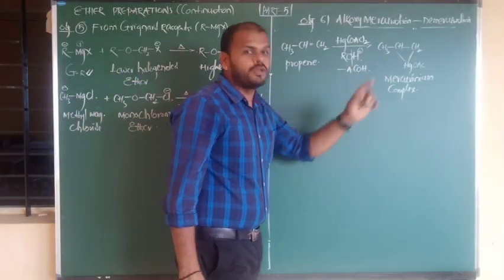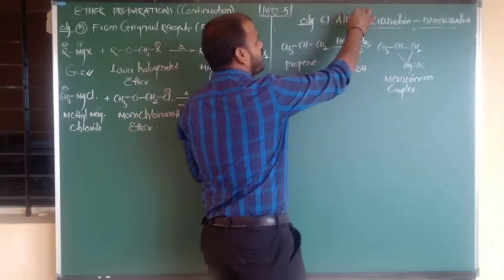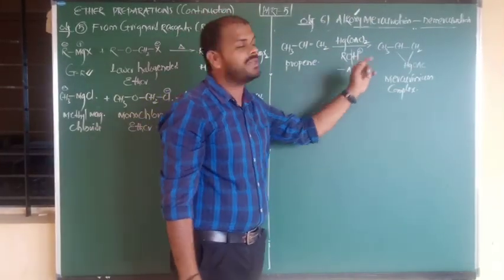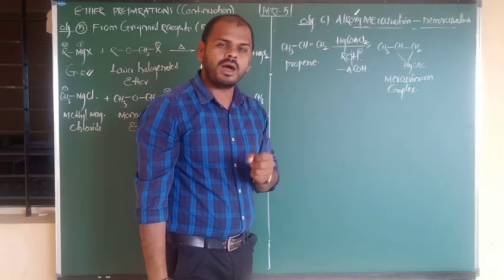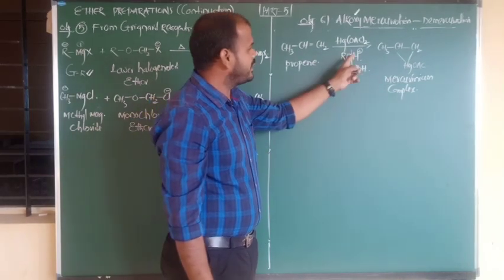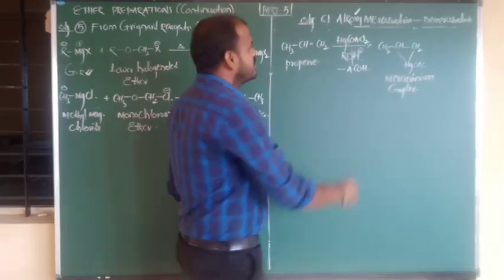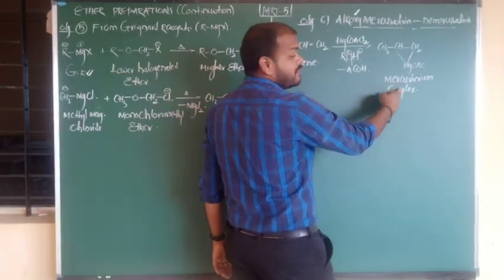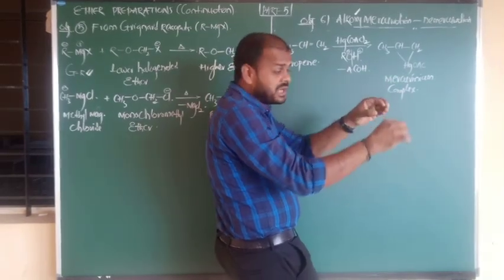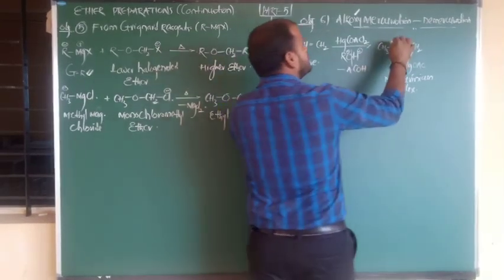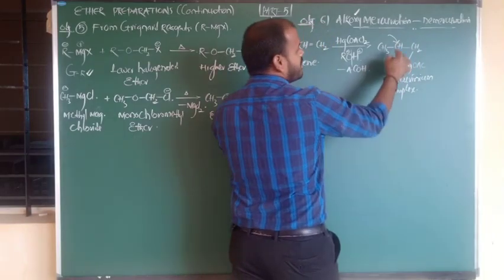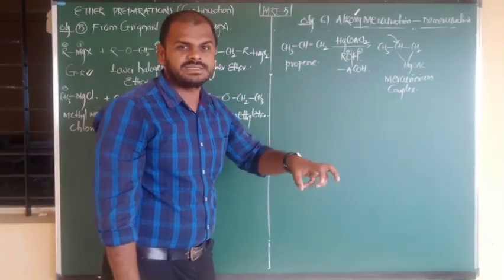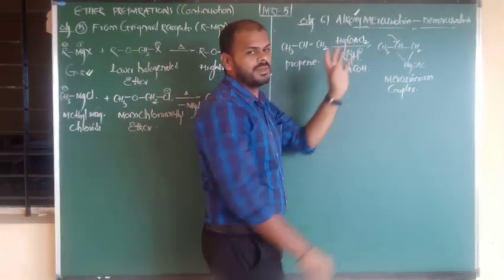Now on that mercurinium complex, the alkoxy group has to attack. Where does the alkoxy come from? It comes from the alcohol, formula ROH, which contains H plus and RO minus. So RO minus is nothing but the nucleophile. It attacks the mercurinium complex, especially at the more crowded site. This is the more crowded site because it is connected to three sites here. So the alkoxy group attacks that more crowded site.